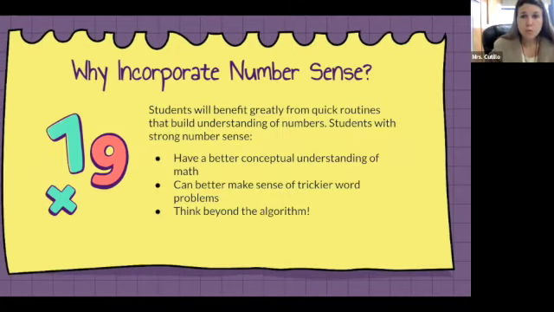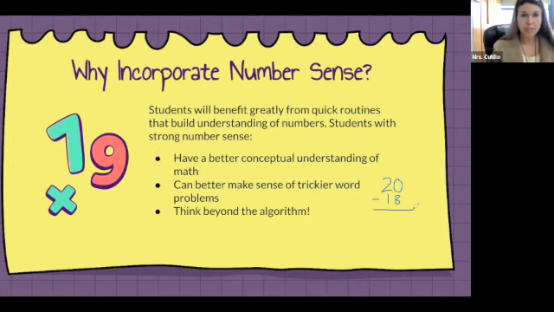So we're just going to talk about why that's important. Students will benefit greatly from quick routines that build understanding of numbers. I've always liked this really quick illustration of what number sense is, just to talk about why it's so important and what it really is. So if you gave your students a problem, 20 minus 18, and you put that on a piece of paper in front of them, and your student says 20 minus 18 is 2, because 18 and 20 are 2 apart on a number line, or 20 minus 18 is 2, if I count up from 18 to 20, it only takes 2 numbers, or something like that, you know that they have good number sense.